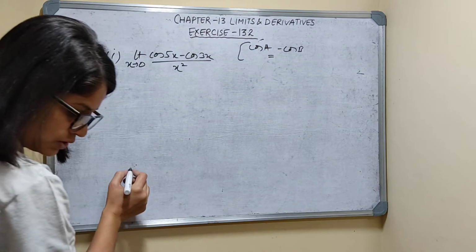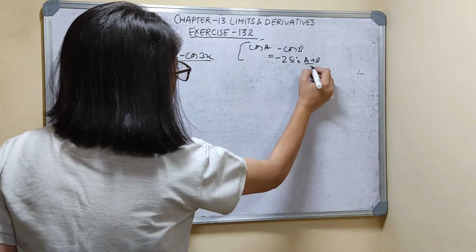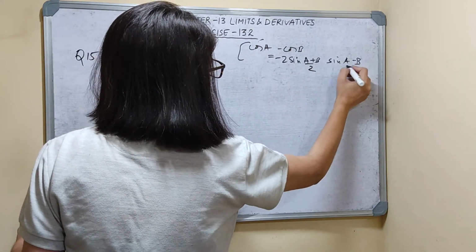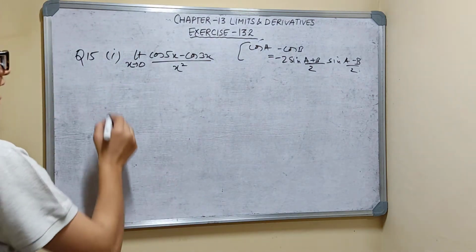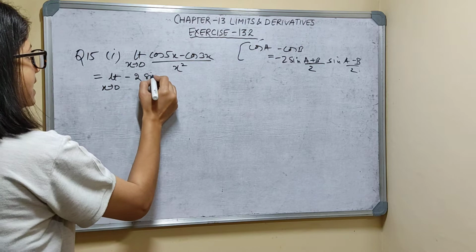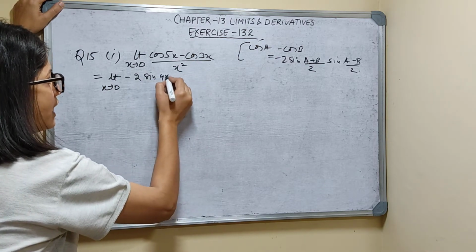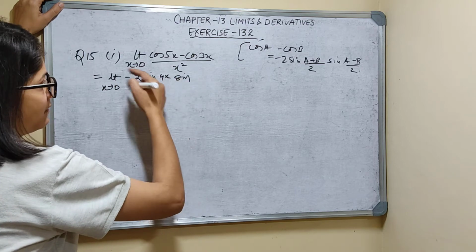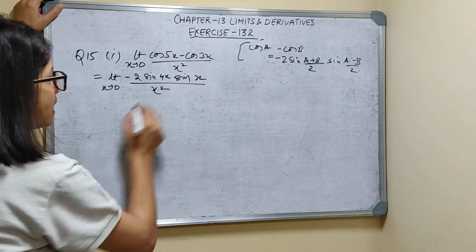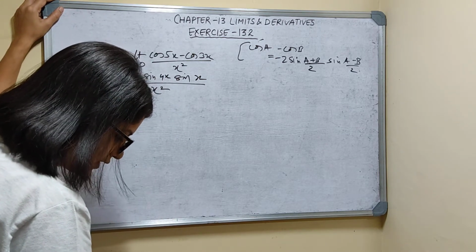That is minus 2 sin((A plus B) by 2) sin((A minus B) by 2). So limit x tends to 0, minus 2 sin((5x plus 3x) by 2), that is 8x by 2, so 4x, sin((5x minus 3x) by 2), that is 2x by 2, so x, upon x square. Minus 2 sin 4x sin x upon x square.